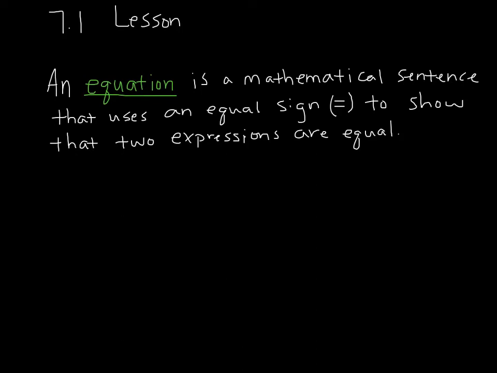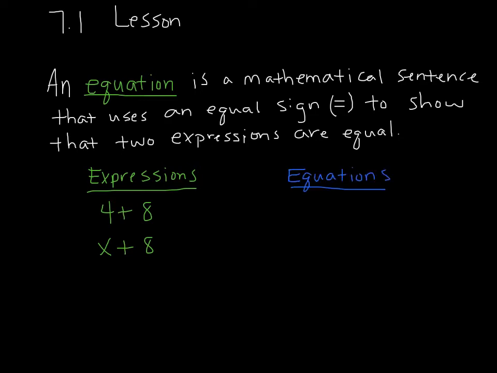So let's start off with our key vocabulary, which is an equation. So an equation is a mathematical sentence that uses an equal sign to show that two expressions are equal. So example of an expression would be 4 plus 8. Okay, or like x plus 8. Something along those lines, where the equation would look like 4 plus 8 equals, and actually I'm going to change my color of that, because that equal part is very important, and it would equal 12.